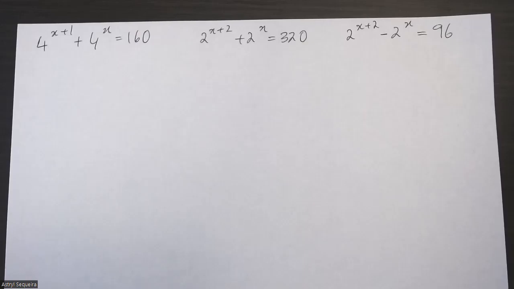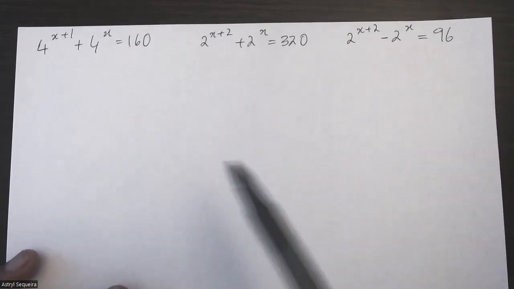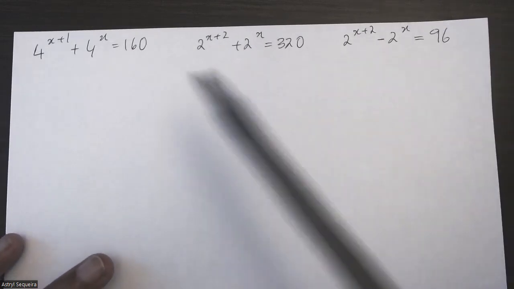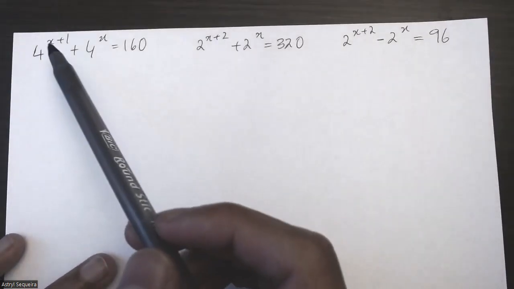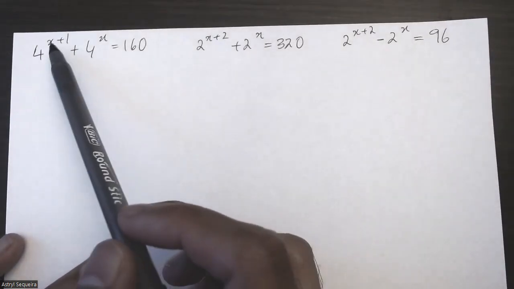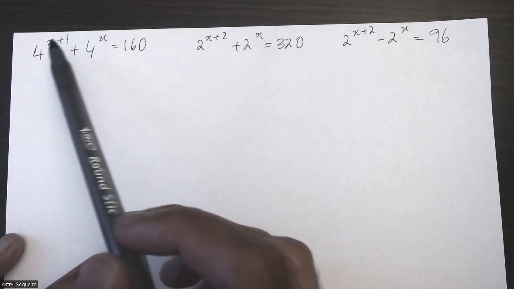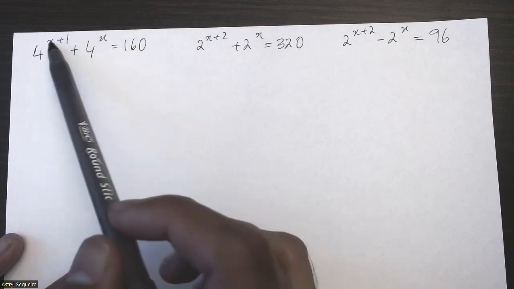All right, so in this video, we want to solve these exponential equations over here. So let's take a look at the first example. They're all pretty similar. So what we notice is we have the same base, but the problem is the exponents are slightly different, and then the two terms are adding. We can't actually combine these because the exponents are different.